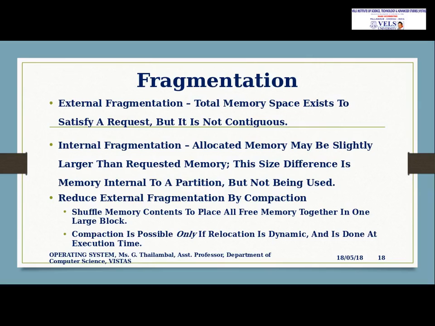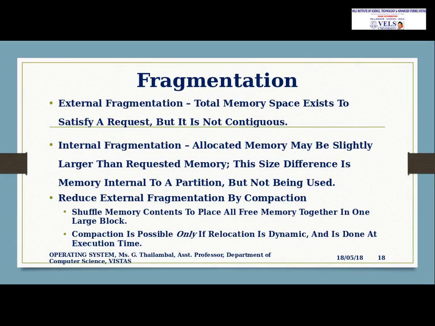As I have told you, I have a 10,000-line program, and in the memory you have 20,000 memory space and 30,000 memory space. There I am placing this 10,000 in 20,000, which means 10,000 is remaining. If I am placing it in 30,000, 20,000 is remaining. So see here, what is external fragmentation? Total memory space exists to satisfy a request, but it is not contiguous. What is not contiguous? It is not continuous space.